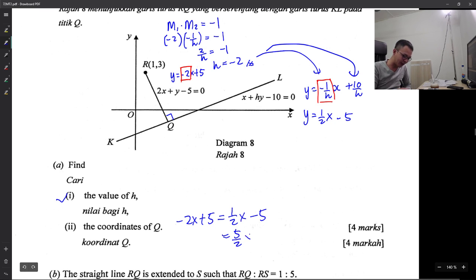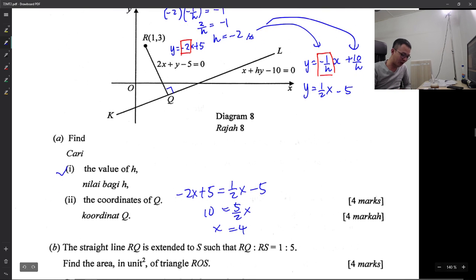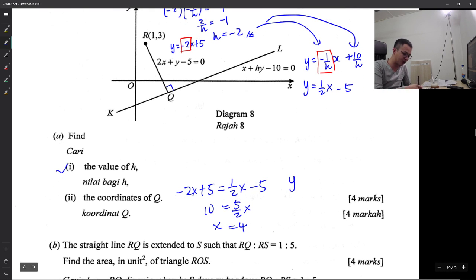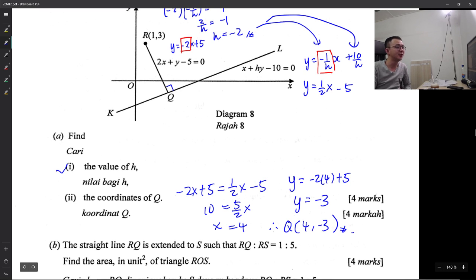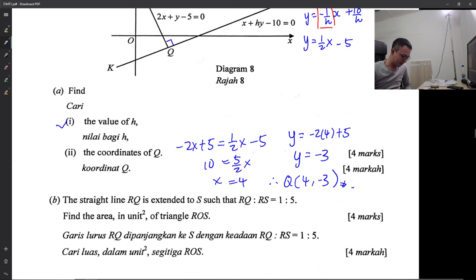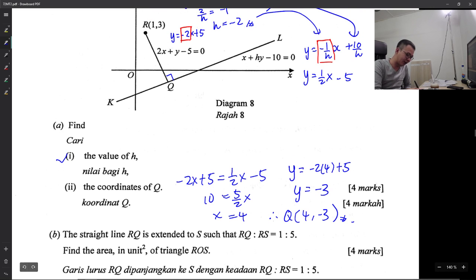So I will solve this one. I will get 5 over 2x equals 10. Then my x should equal 4. After I got my x value, I need to find my y value also. So I will sub back into the equation of RQ here. Y equals -2 times 4 plus 5. Y equals -8 plus 5, -3. So therefore, coordinate Q is 4, -3. Alright, it's not too hard if you know what is going on here. I write down the coordinate, maybe I need it later.